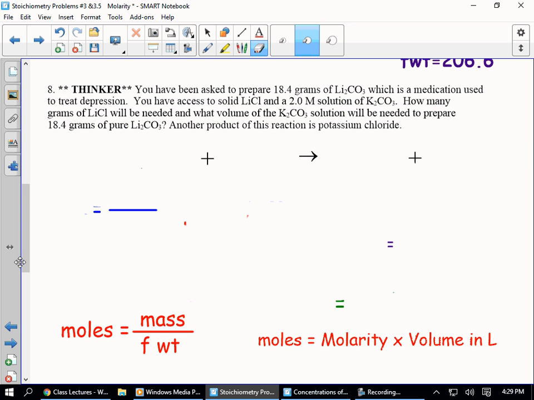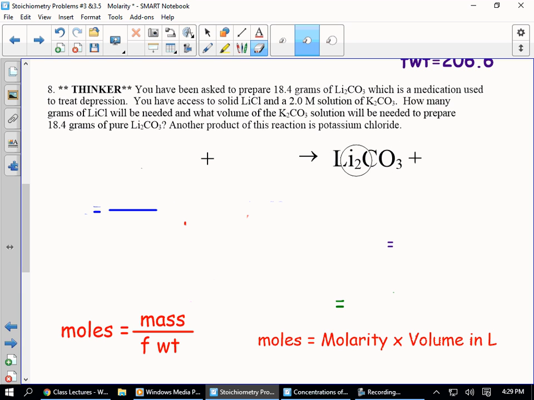All right, so hopefully you guys are sitting here and saying, well, I think I need an equation, and you absolutely need an equation. You need to write and balance a chemical equation in order to answer this. You've got to do it on your own. It says you've been asked to prepare 18.4 grams of lithium carbonate. So that means you're going to find this number after the yield sign.